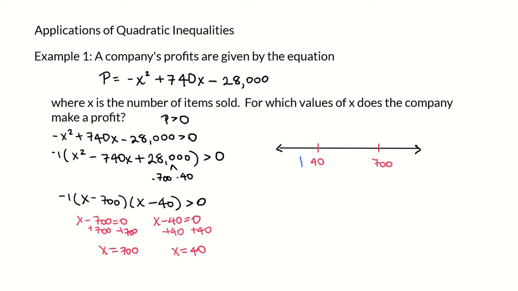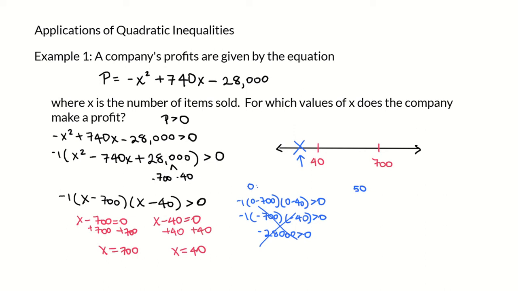Okay, and then we choose our test points. So we choose something in the interval before 40. So we could choose 0 as our test point, plug that into the factored form equation. That would be negative 1 times 0 minus 700 times 0 minus 40. We want to know if that's greater than 0. So negative 1 times negative 700 times negative 40. And this will be negative 28,000, which is not greater than 0. So this solution area is not part of our solution set.